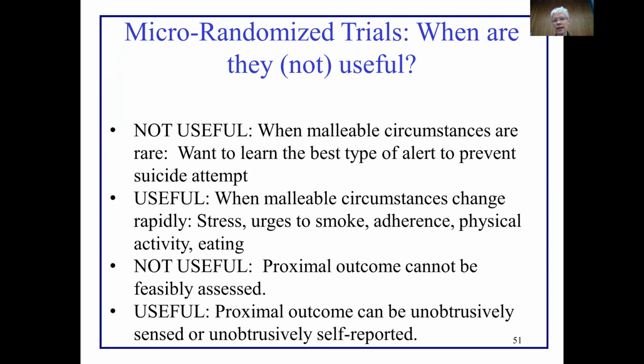Another setting in which at this time micro-randomized trials are not useful is if you can't feasibly assess the proximal outcome. And this is usually a limitation of our wearables, our sensors. So you want to be in a setting where you can unobtrusively sense that proximal outcome. So for example, in one study we're involved in with smoking, we have wearables that allow us to sense whether or not you're stressed in real time. So we can use it as a proximal outcome, but in general, you might not be able to do that.